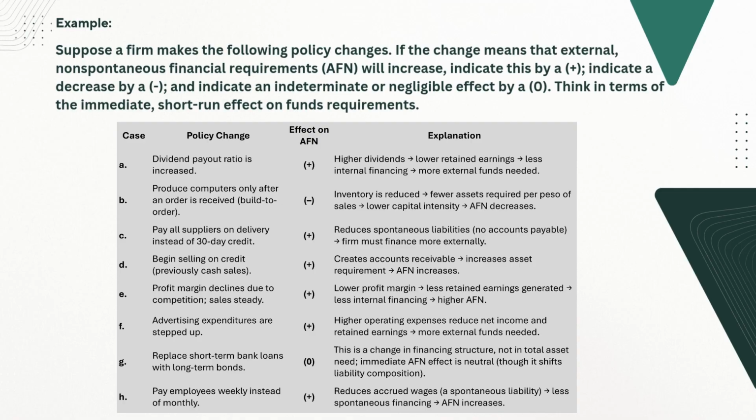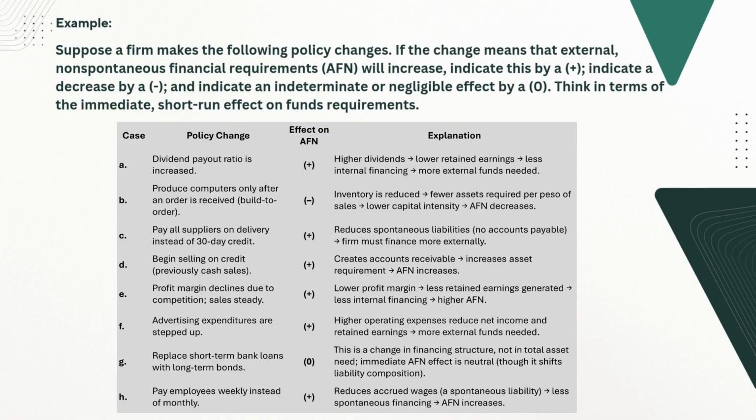Next, profit margin declines due to competition. Sales steady, so the effect is positive. Lower profit margin means lower net income from the same level of sales. With smaller profits, retained earnings fall, reducing internal financing. So AFN increases.